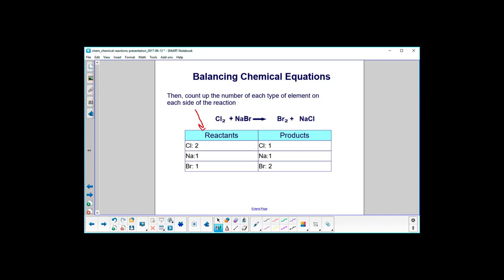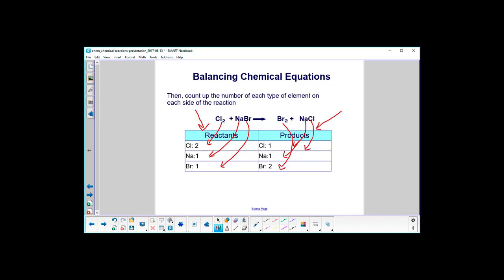The reactants on the left and the products on the right. You won't have to do this every time, but for now it's a good formality to get you going. So chlorine, you have 2. Sodium, 1, bromine, 1. On the right side, we have 2 bromines and 1 sodium down there and 1 chlorine.